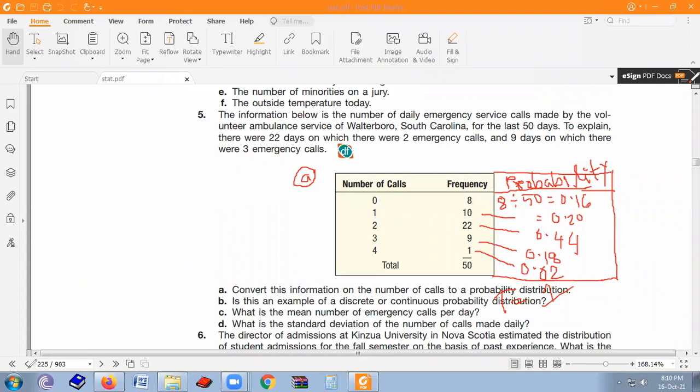Then number B: is this an example of a discrete or continuous probability distribution? We have to write a single-word or two-word answer. Since the number of calls is discrete, you have to say that this is a discrete probability distribution. So the answer is that this is an example of a discrete probability distribution, not continuous.